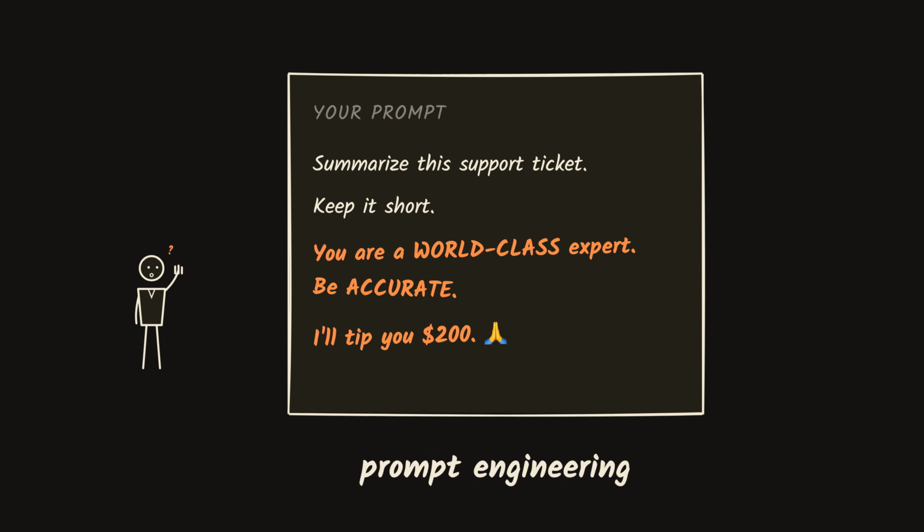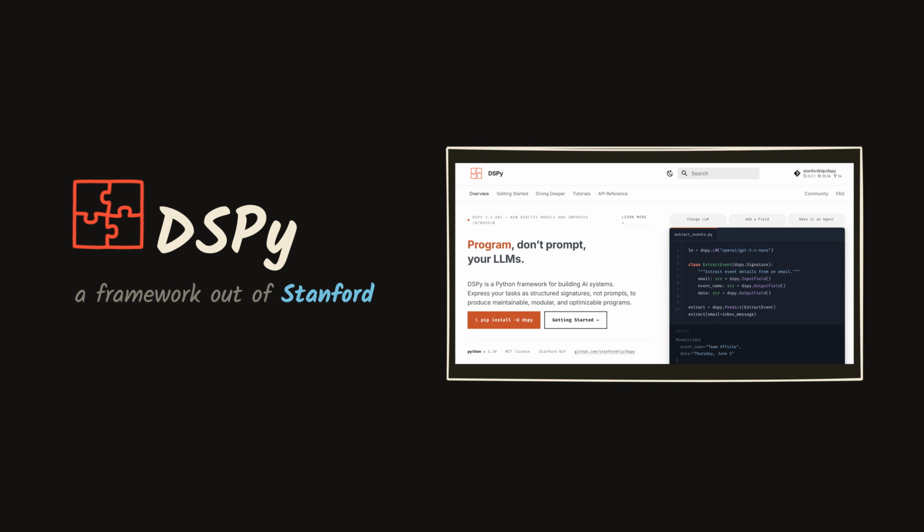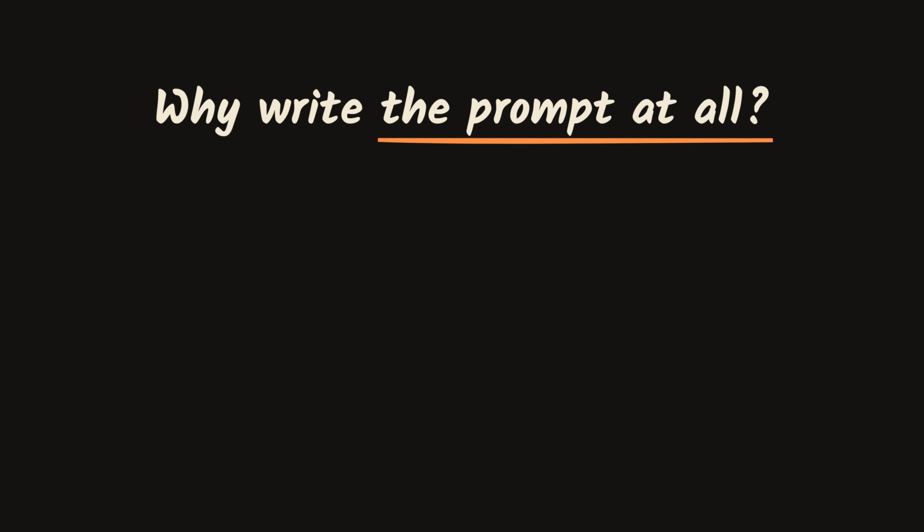We call this prompt engineering, though there's precious little engineering in it. It's mostly nudging words by feel until the output looks good. There's a framework out of Stanford that looks at all of that and asks a blunt question. Why are you writing the prompt at all? Their bet is that you shouldn't. You say what you want, and a compiler writes the prompt for you.